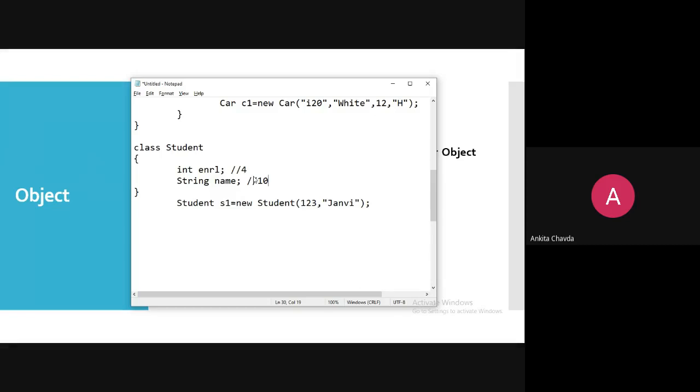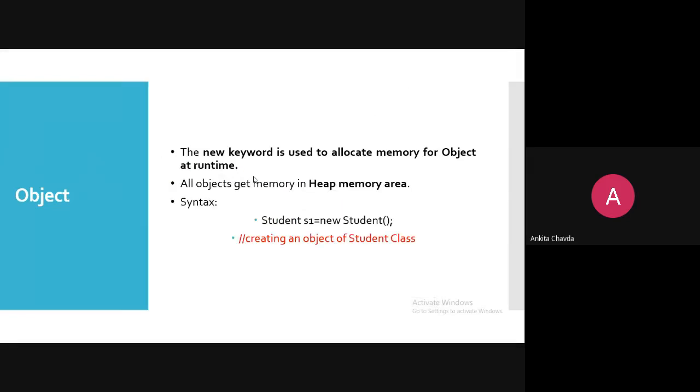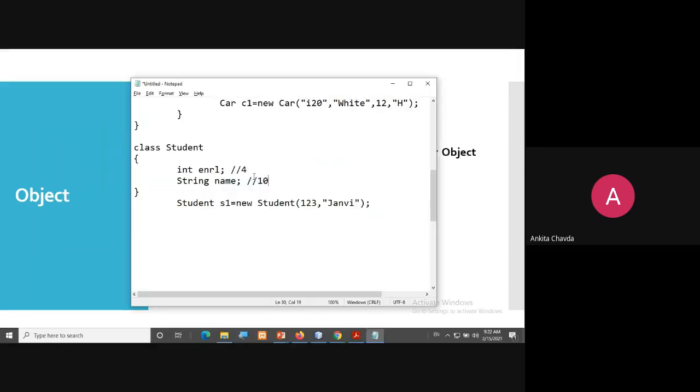Hopefully, yes. Okay. All objects get memory in the heap memory area. And how can you create the object? Suppose it is Student: Student S1 equals new Student. If you are not providing the details right now, as I showed you directly with a parameterized constructor, you can simply create the object first, and then give the value, like S1.enrl equals 123. This is how you can assign or initialize the value.